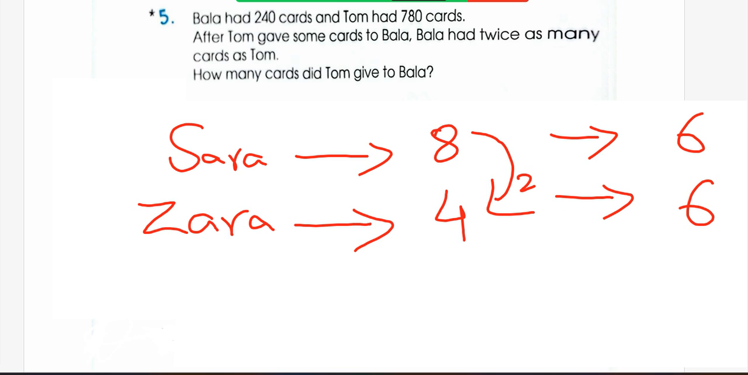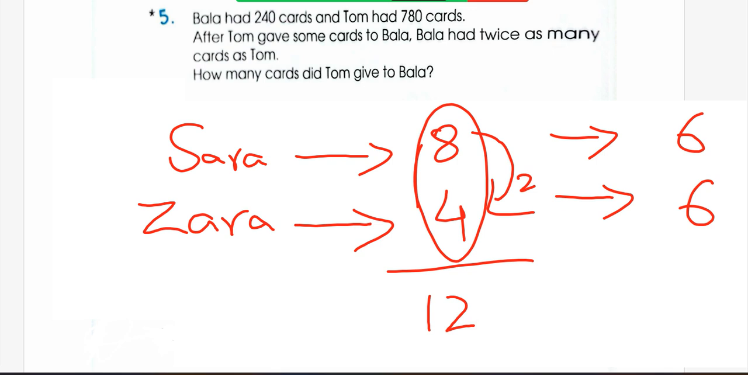Okay, one thing. If I add 4 and 8, what will I get? 12, right? If I add these two numbers, I will again get 12. It means that the total number of pencils will remain the same. No pencil is coming from outside or going outside. The total number will remain the same. Let me give you another example.